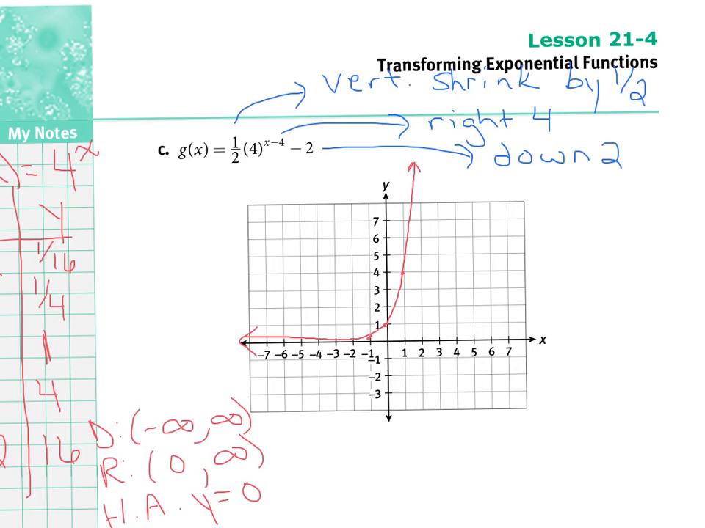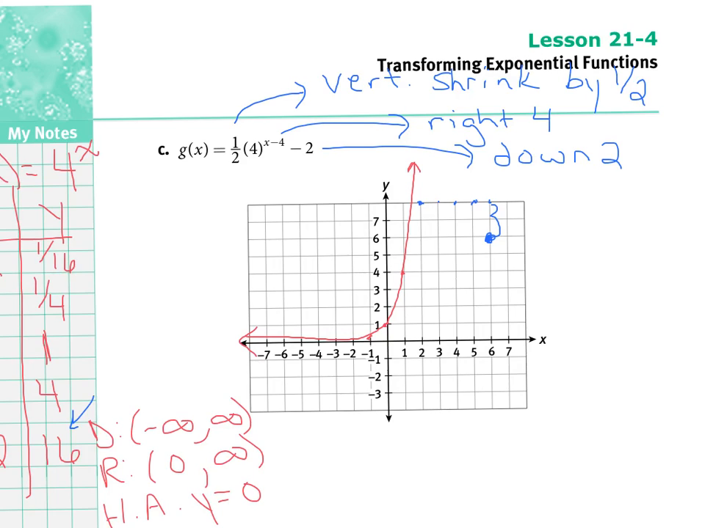So let's take each point. I'm going to actually start with that 16 down there. If I took half of that, I'd be an 8. So when x is 2, that'd be an 8. But I'm going to move it right 4: 1, 2, 3, 4, and down 2.